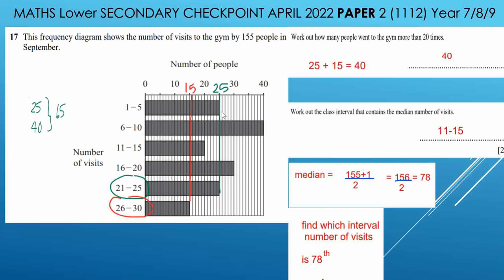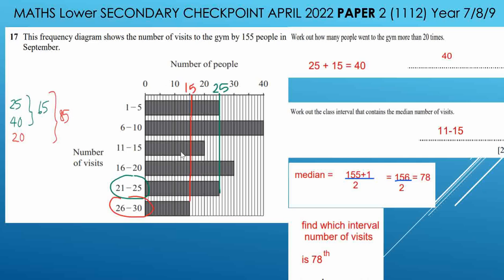For 1 to 5 it is 25. For 6 to 10 it is 40, and we add up to 65. It is not yet 78. We want it to be 78. Now let's add the next interval, 11 to 15, which is 20. 65 plus 20, we get 85. It means the 78th data will fall in this group, 11 to 15.